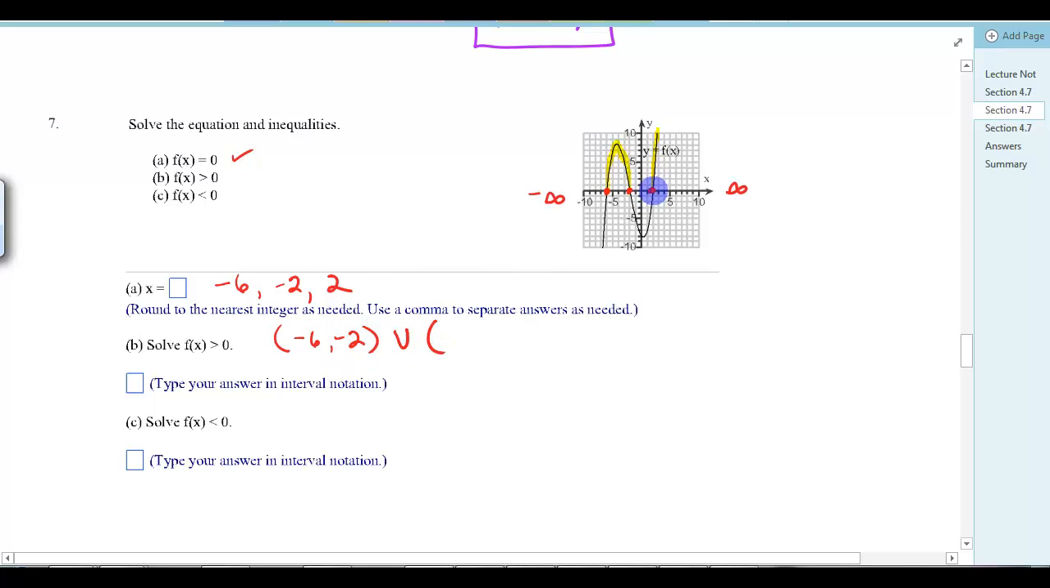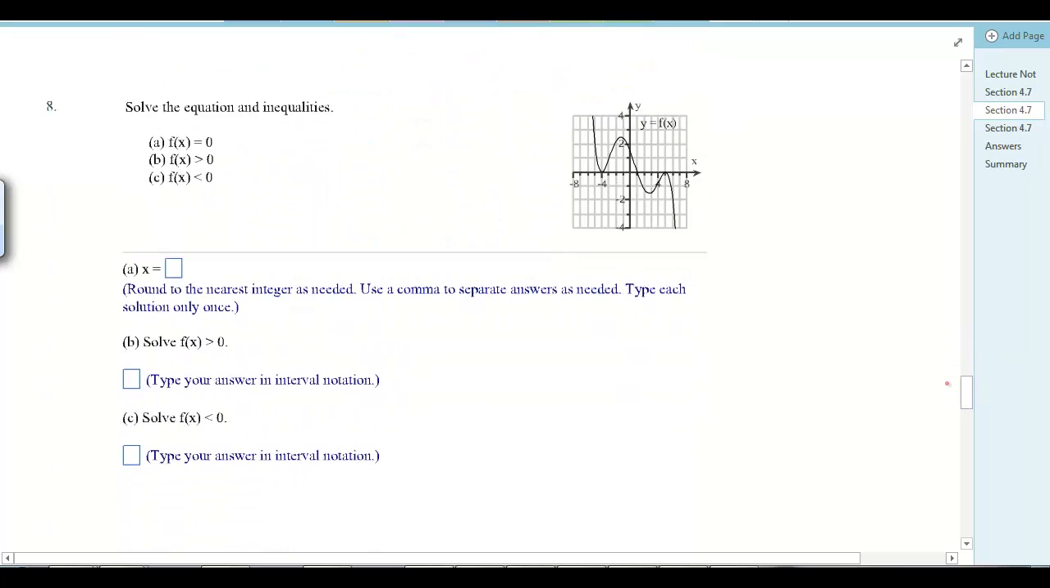And we have this piece, which is from 2 to infinity. All right. Where is it less than 0? Well, that's going to be the pieces that are below the x-axis. So we have from negative infinity to negative 6, and this piece, which is from negative 2 to 2. All right.